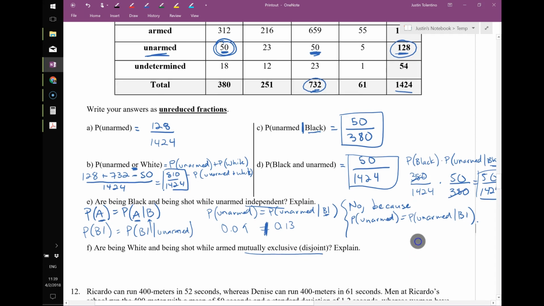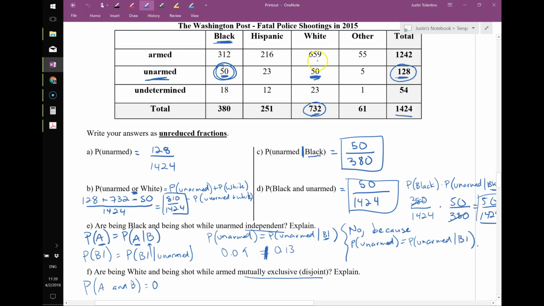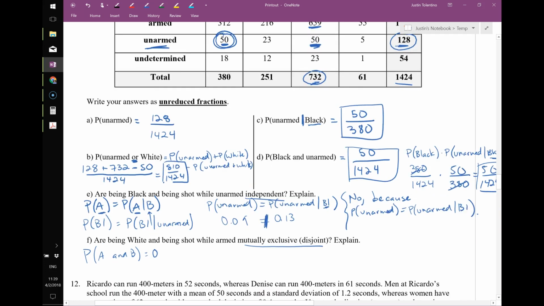Now for letter F, this one you could have done a couple ways, just using again the probability definition, which is that A and B has to equal 0. Or you could have just said, is it possible for both of these things to happen? Well, can you be white and armed while being shot? Well, yeah. In fact, there were 659 people there. So since both can happen, they are not mutually exclusive.